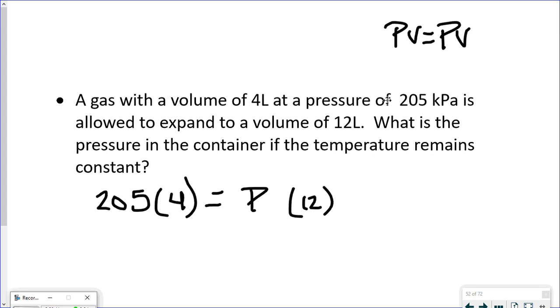So now we need to solve for P. So we're going to do 205 times 4 divided by 12. So our pressure is going to be 68.3. And for 4 liters, we only had 1 sig fig. So we could actually round this to 70, and our unit of pressure was kPa.